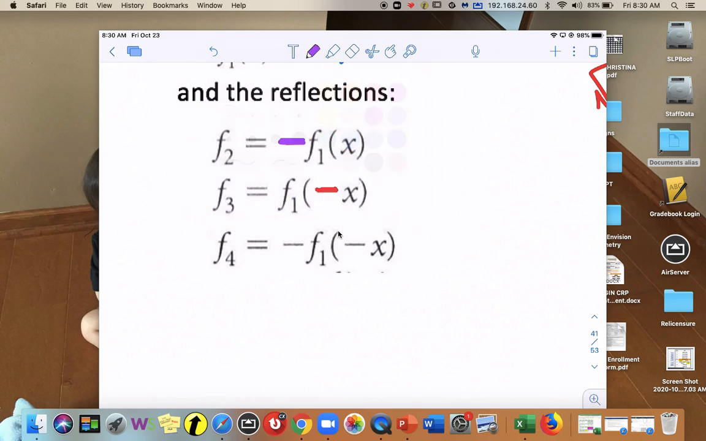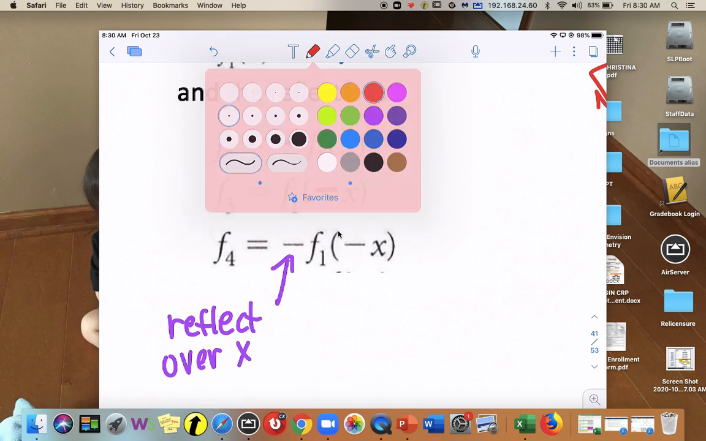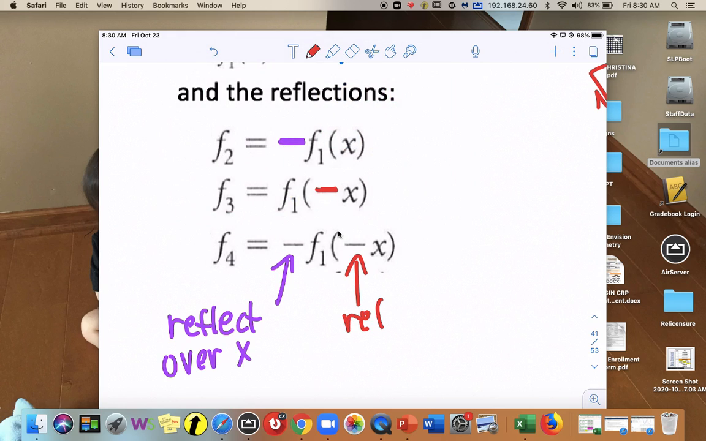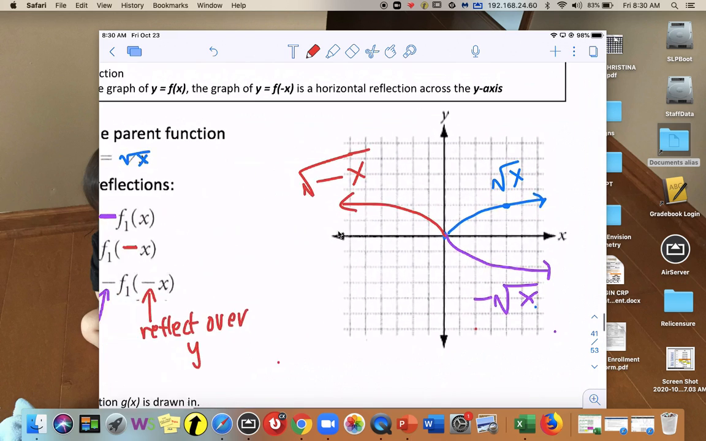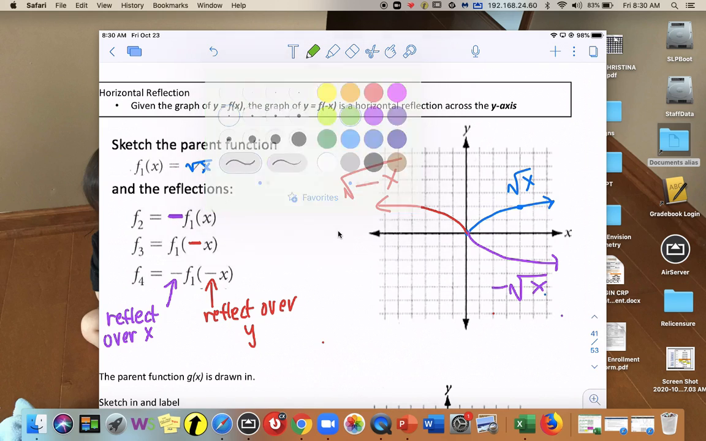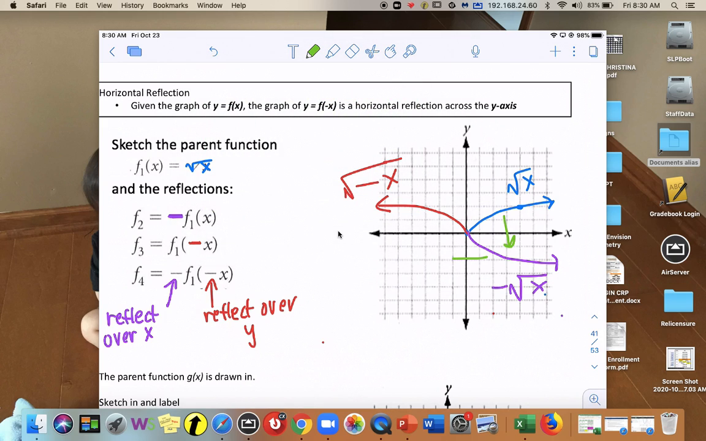I'll try to get my colors here. So this means reflect over the x-axis, but then on the inside, it's reflect over the y-axis. All right, so think about reflecting over the x. So that would be this graph first, and then we're going to reflect this graph over the y. So this final graph looks like this right here.